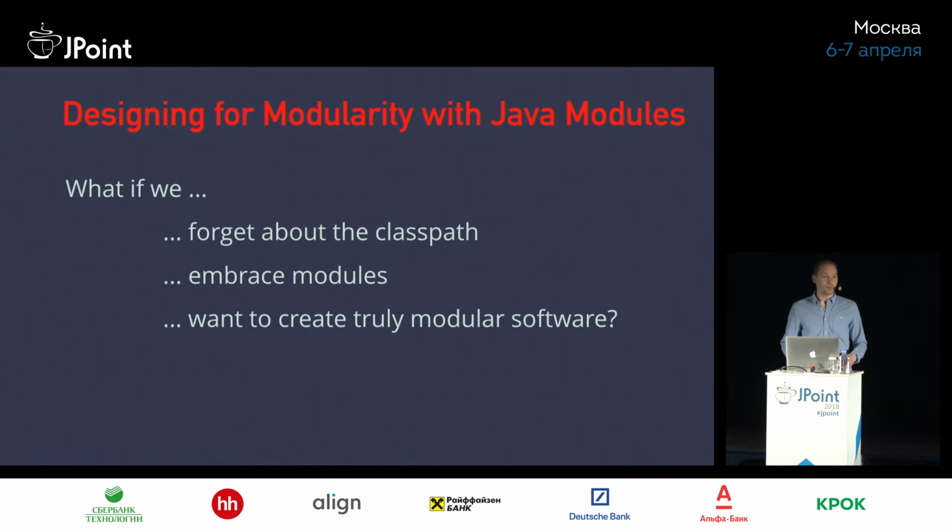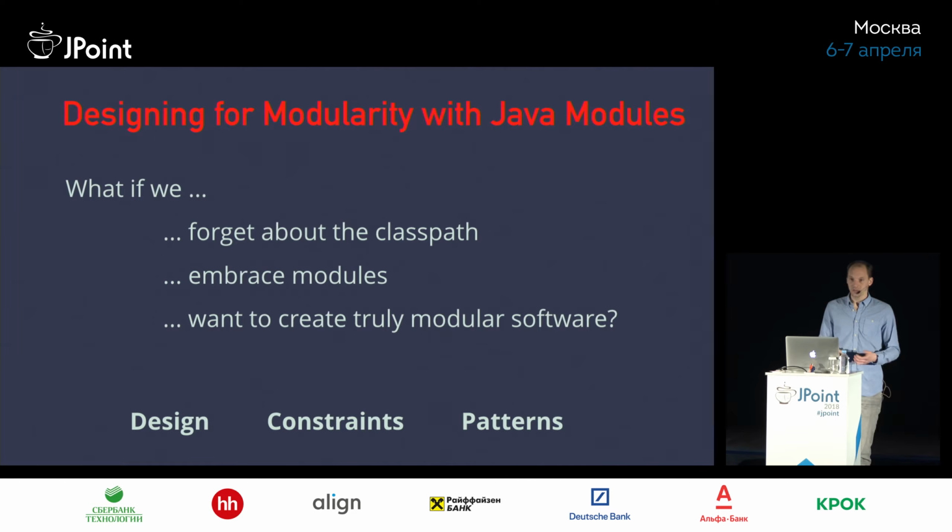What about if we embrace modules fully? We go all in modules. What would that mean? And how would you use a module system to create truly modular software? So this is all about the design of software. It is also about constraints, because modularization means you constrain yourself in some ways to actually get the benefits of maintainability and extensibility. So we'll look at some of the constraints that are imposed by the module system upon us, why they are there, and how you can handle them. And of course, this leads to some patterns that we'll see, and I've already said, for example, using services is one of those patterns that can help you make the most of the module system.